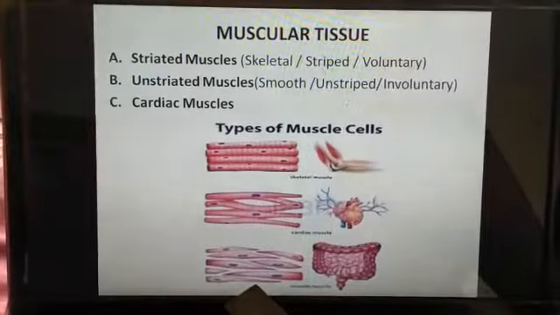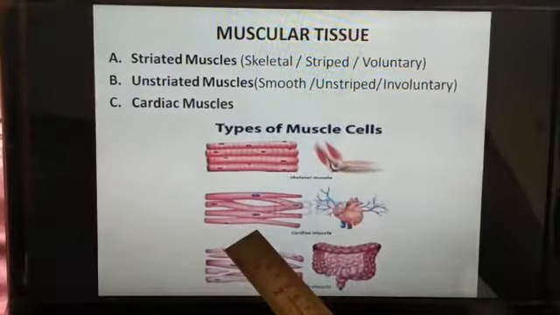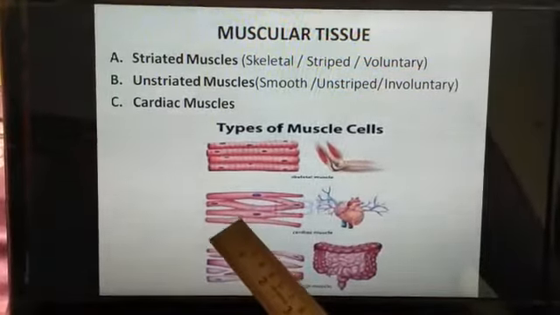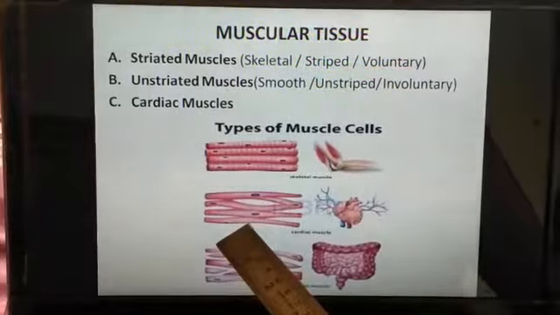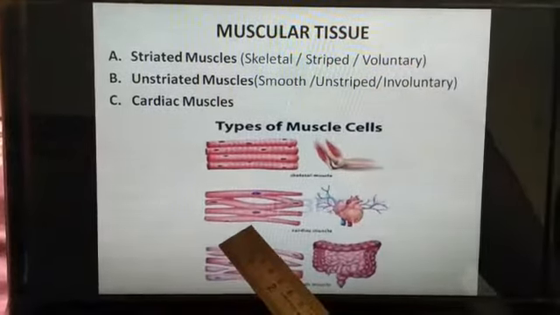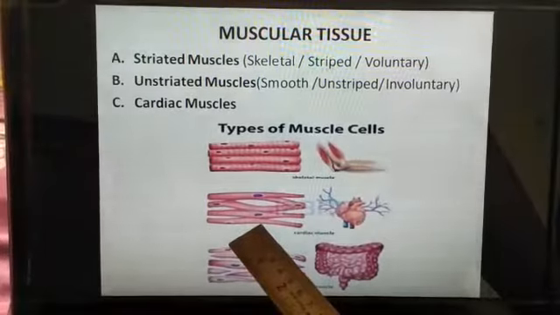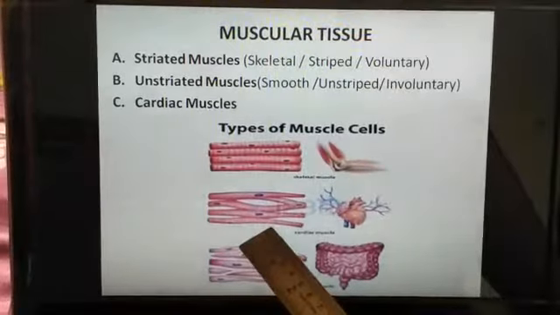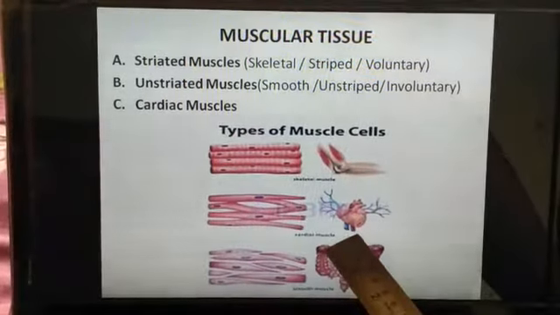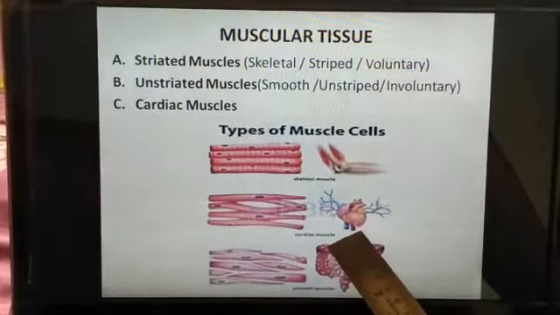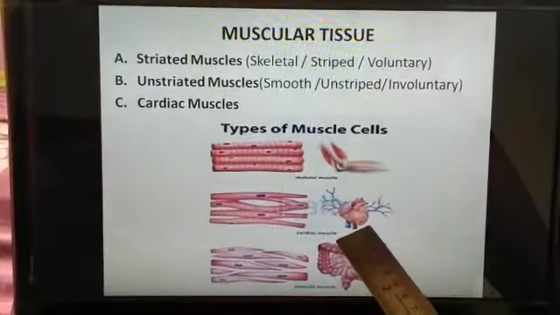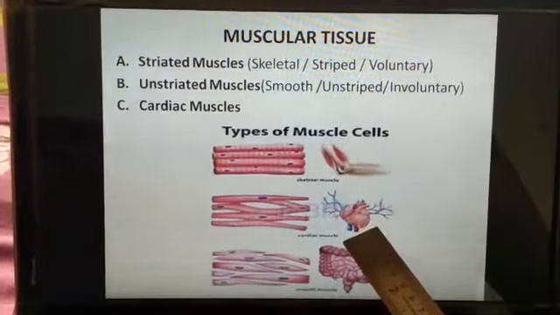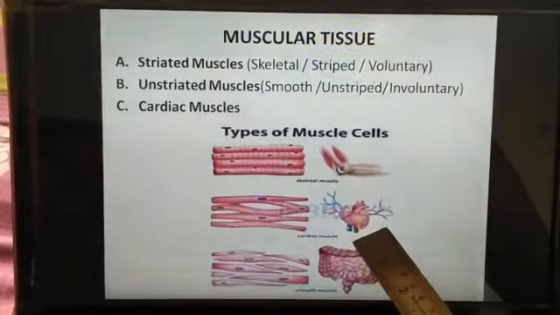The third type of muscular tissue is the cardiac muscles. Now, when you look at the figure, this muscular tissue also has striations or stripes. But unlike striated muscles, they are not in our control. So, they are involuntary. This muscular tissue is found in the walls of heart. Therefore, it is called cardiac muscles. And one speciality of cardiac muscles is that it is the only kind of tissue which never gets tired till the end of our life.